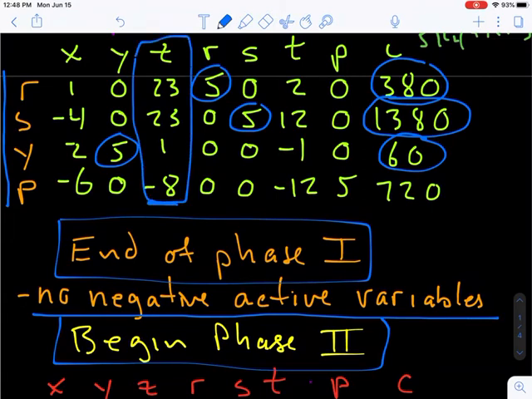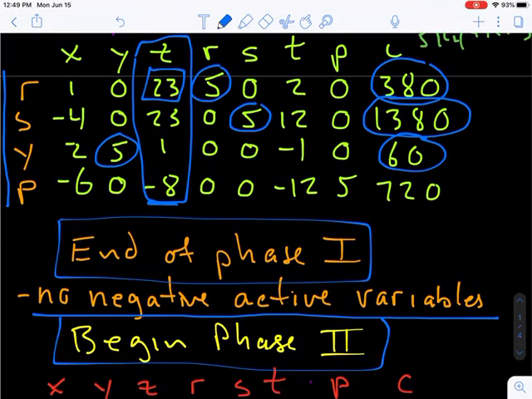And we look for the smallest ratio. So we would have 380 divided by 23, 1380 divided by 23, 60 divided by 1. Remember, the pivot always needs to be positive. So it looks like 23 is going to be our new pivot, which means we need to clear that column.